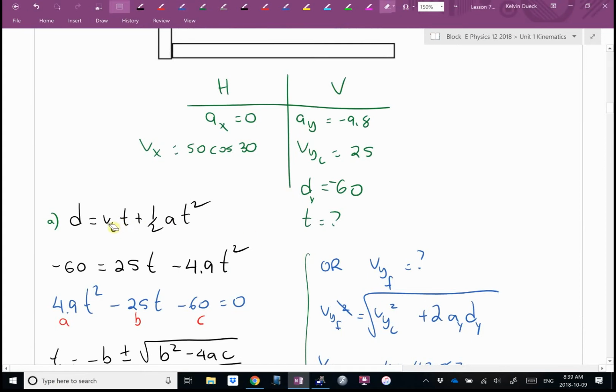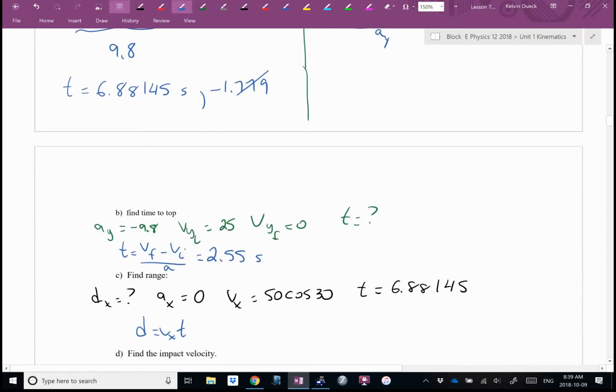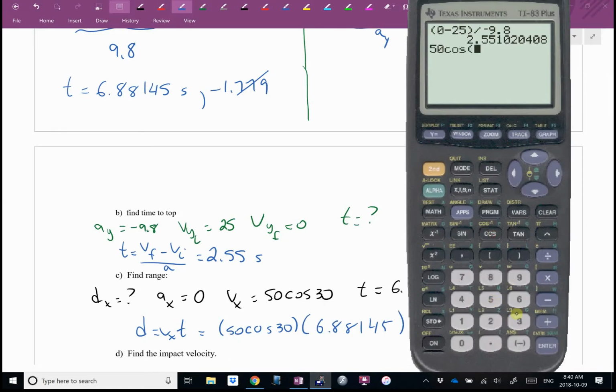If you're lucky launching horizontally from a cliff, vertically you can at least say that's 0 and get a bit of a nicer version. Horizontally, because a is 0, we lose the quadratic term, and it becomes a much nicer equation. It's going to be 50 cos 30 times 6.88145. 50 cos 30, I have to close off a bracket on mine, times 6.88145. And I got a range of pretty close to 298 meters.